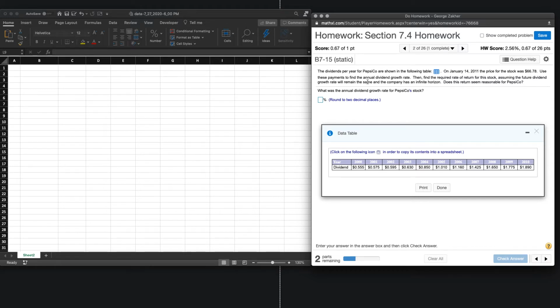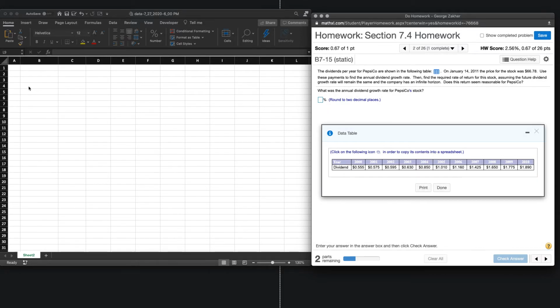So one thing we can definitely figure out based off of this information is the dividend growth rate. After we figure that out, next step is trying to figure out the required rate of return for the stock. And again, we're going to assume that the future dividend growth rate remains the same and the company has an infinite time horizon. Once we calculate those two numbers, we'll discuss whether or not the return is reasonable.